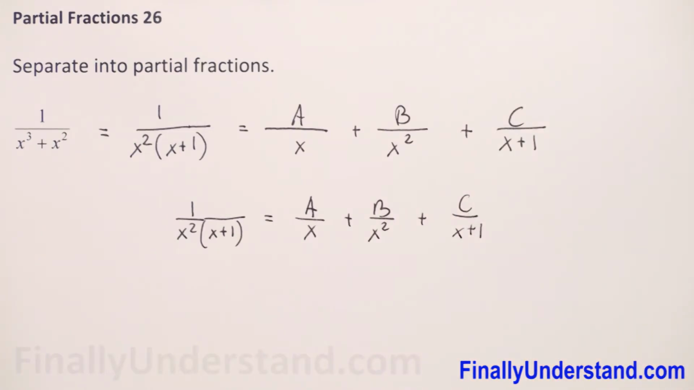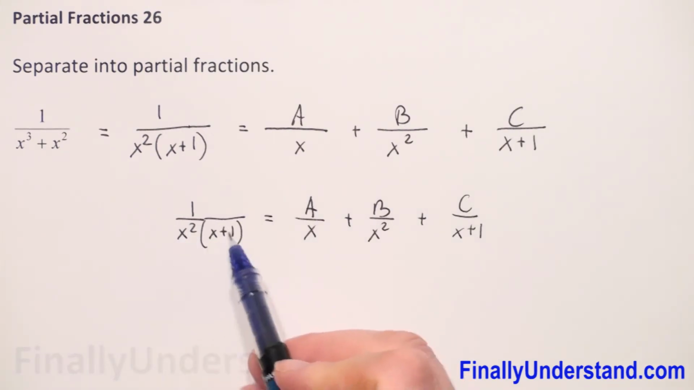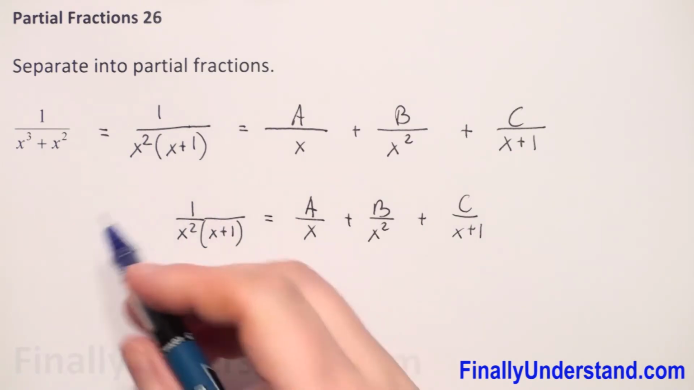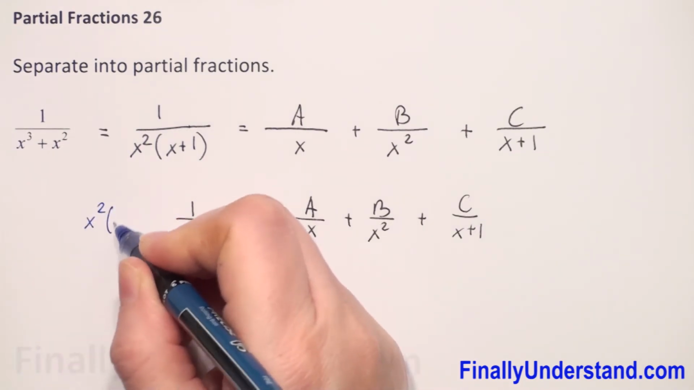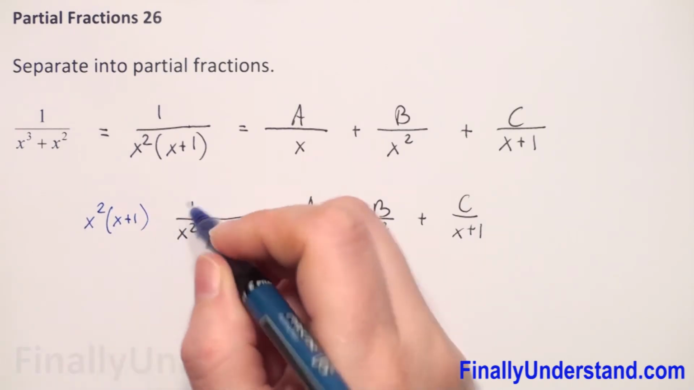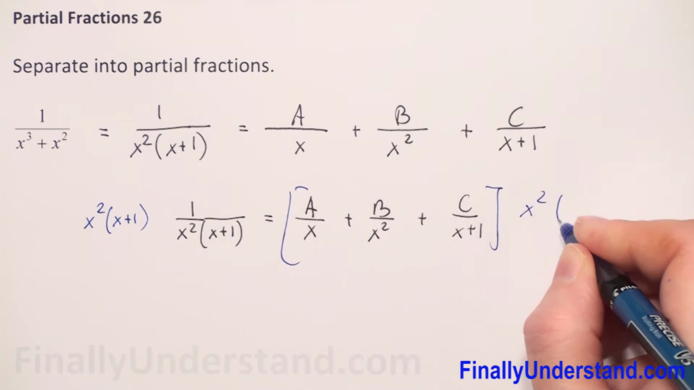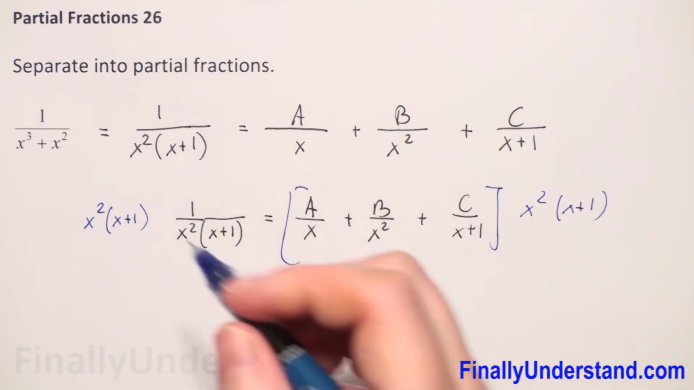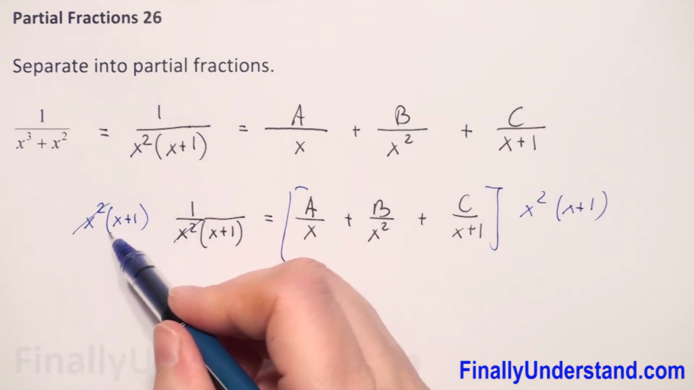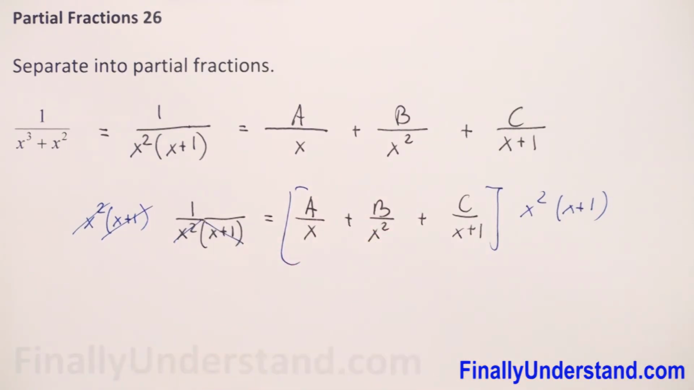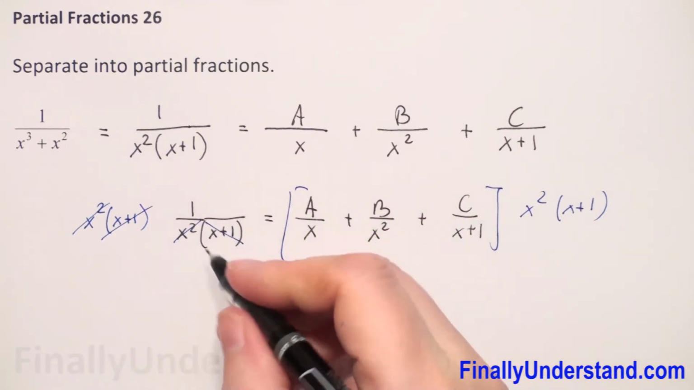First, we have to get rid of our denominators. How do we do this? We have to multiply both sides of our equation by the lowest common denominator. What is the lowest common denominator? It is always the denominator of the original fraction. So it will be x squared times x plus 1. The whole right side we have to multiply. We see that x squared will reduce with x squared, x plus 1 with x plus 1. So on the left side we will have only 1.